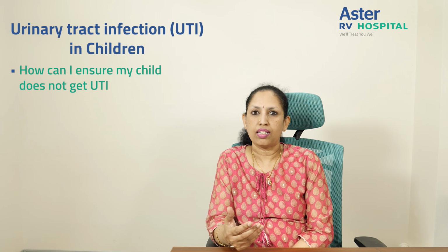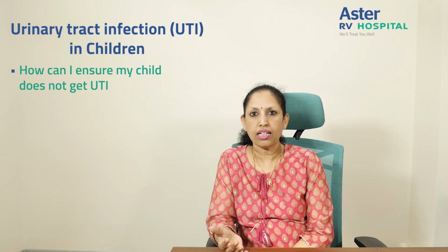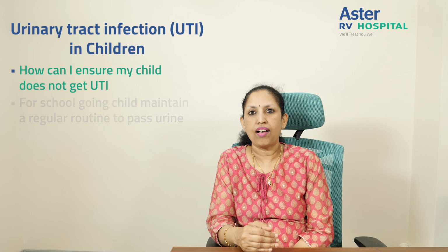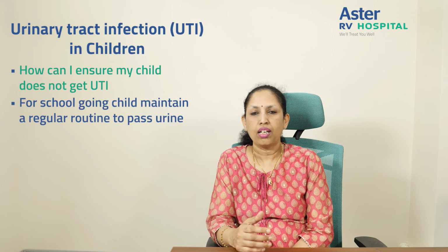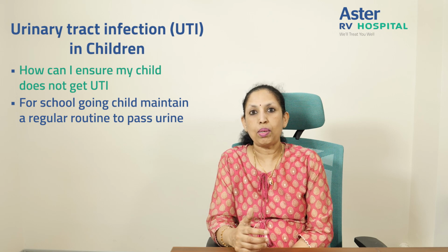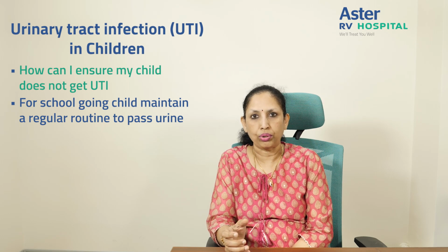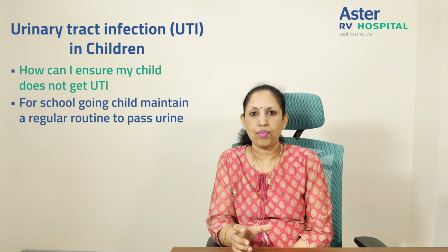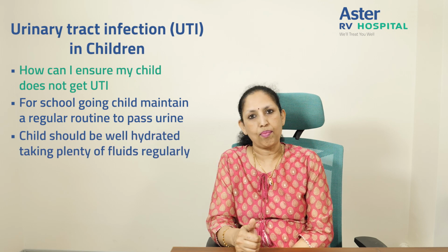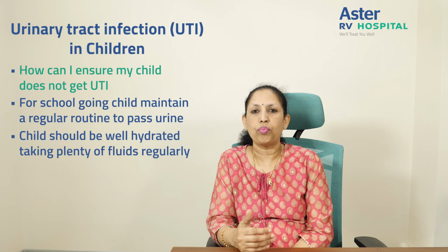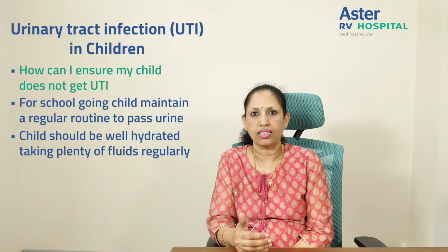The next thing is in a school-going child, make sure that they have a regular routine and they pass the urine. We sometimes say it's double pass urine. That means you pass your urine and then you wait till the last few dribbles are out. So these are like some of the things, and make sure that your child is well hydrated. The summer is coming up now. It's important that you make sure that they take plenty of fluids regularly.